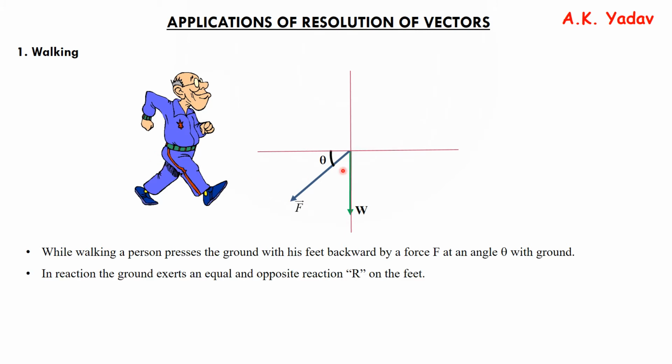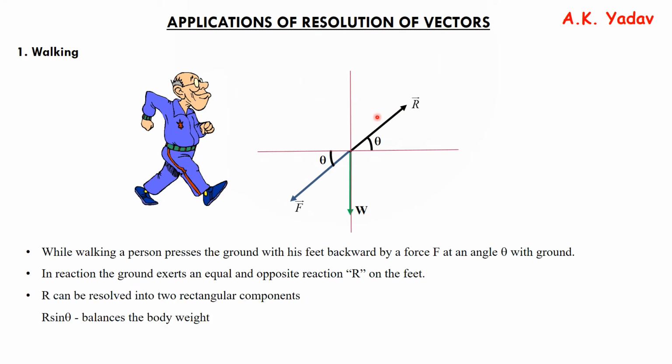Now in reaction, the ground exerts an equal and opposite reaction force on the feet, which is in the upward direction. This reaction can be resolved into two rectangular components. The first one is R sin theta, which balances the body weight as you can see in the figure, and the second one is R cos theta, which helps us to walk forward.